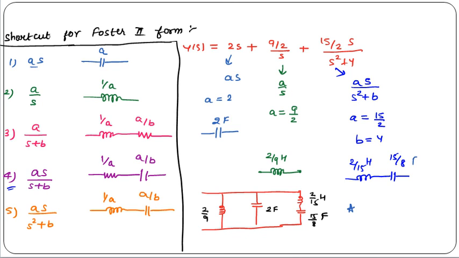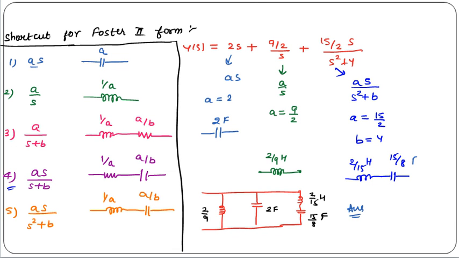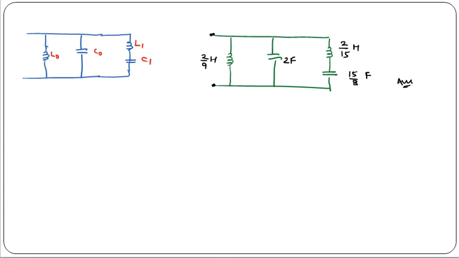So this is the answer which we have obtained using the shortcut method. So let us cross check whether we are getting the same answer or not. So capacitor value is 2 farad, and inductor we are getting as 2 by 9 Henry. Okay, this is correct. And then we have a series combination of inductor and capacitor, value is 2 by 15 and 15 by 8. So clearly we can see that both the answers are matching. It means we have done correctly.